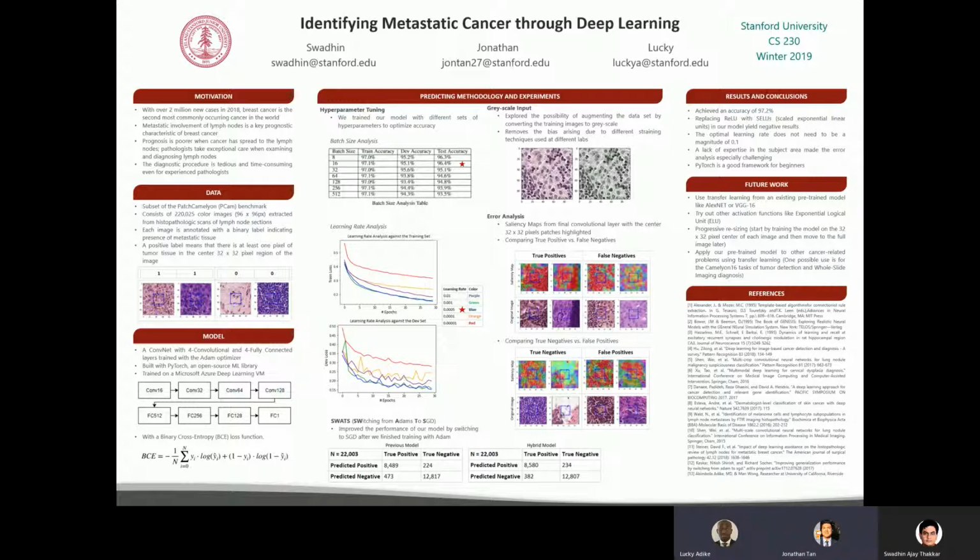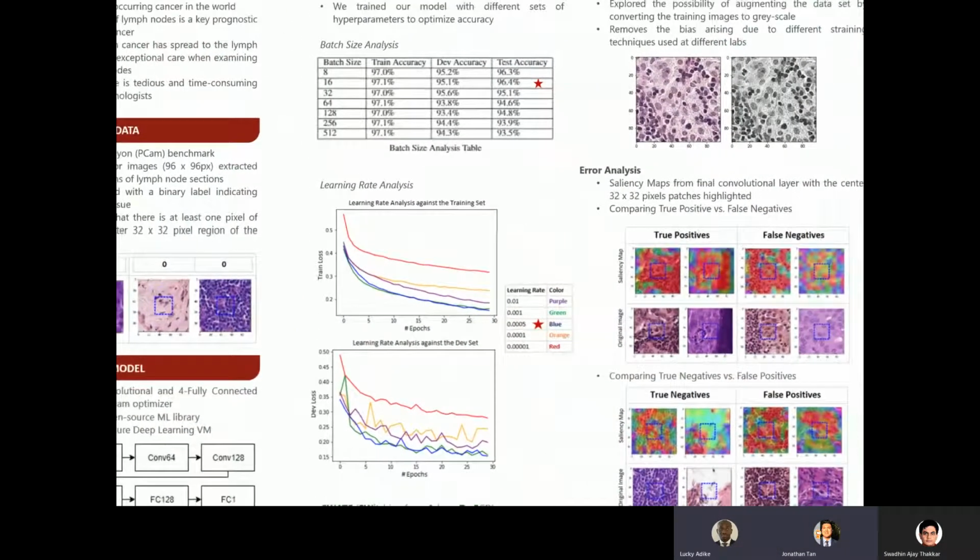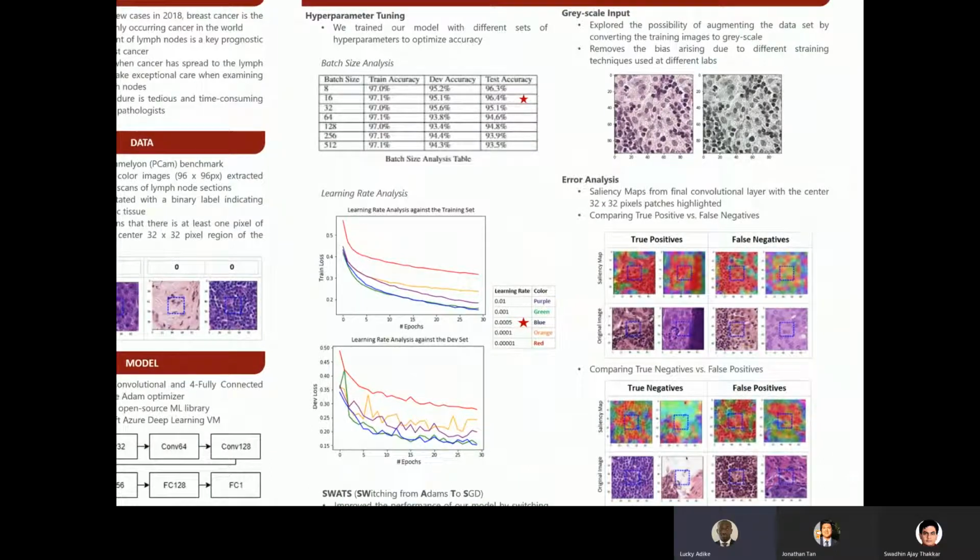To improve our model, we optimized by going after the hyperparameters that would give us the best output. We started with batch size. With a batch size of 32, we trained till we got 97% accuracy on the training set, and then we increased the batch size in multiples of 2 and decreased it, and we landed at 16. A batch size of 16 gave us the best test accuracy.